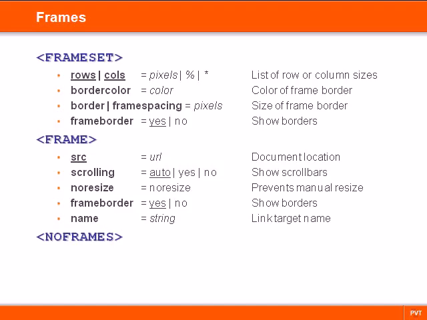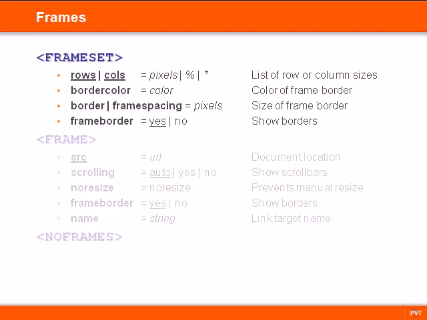A page can be divided into frames using a special frame document. In this document, the frameset element replaces the body tag and contains only frame information. The element requires either the cols or rows attribute to specify the number of frames and their sizes.